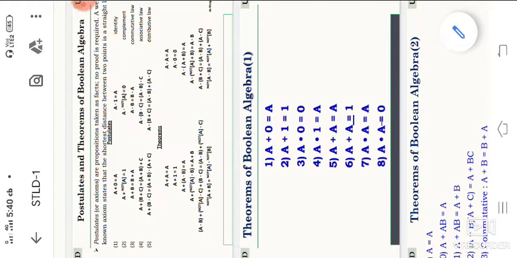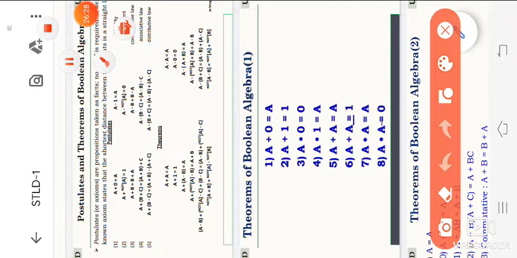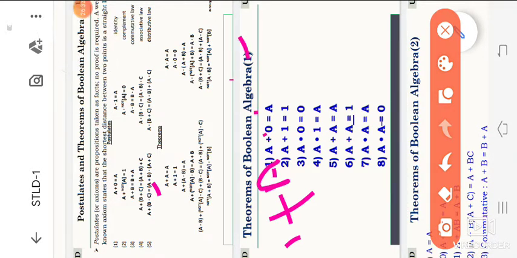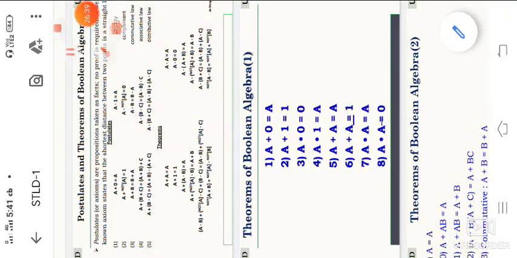Here the theorems: A plus A equal to A, B plus B equal to B, A into A equal to A, B into B equal to B. Those are very, very important formulas. Next one is 1 plus something equal to 1, and A into 0 equal to 0. Those are also very, very important. Next, you have to observe this law.